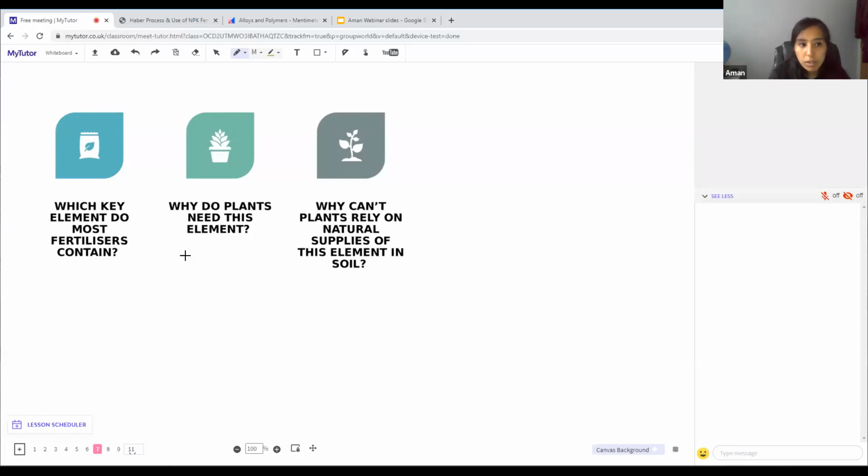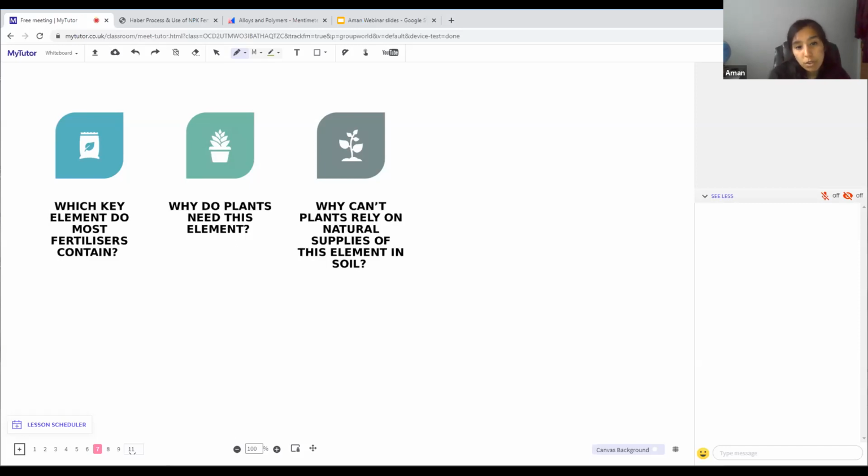Does anyone know which key element most fertilizers contain? For anyone that doesn't know, a fertilizer is added to plants. It helps them grow. It can be a spray, so it's added to plants to help them grow. Okay, someone's given me the answer. I'll wait for a couple more people to answer. Which key element do most fertilizers contain? Good, I've had a couple of correct answers. I'll wait for some more.